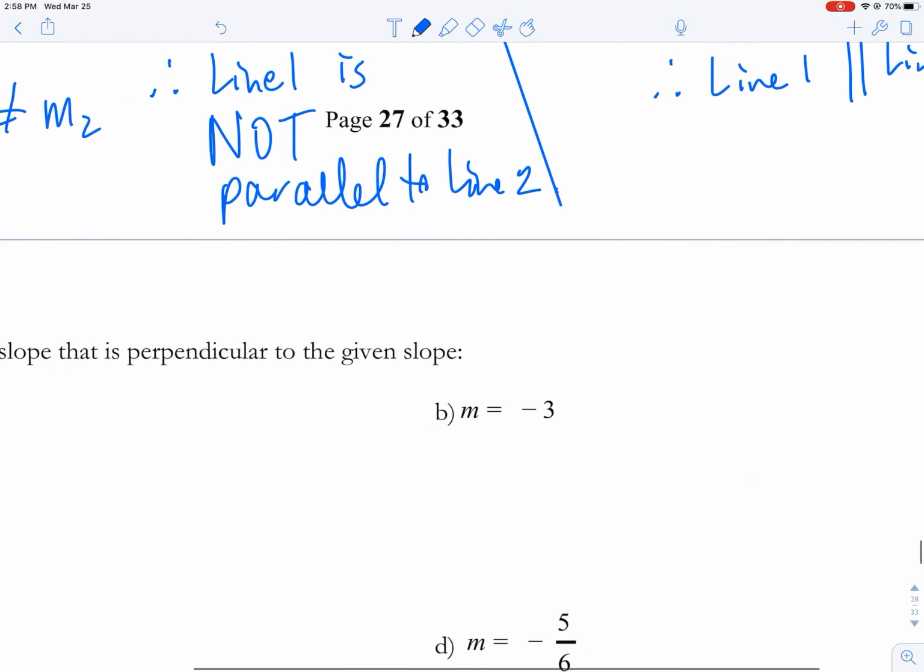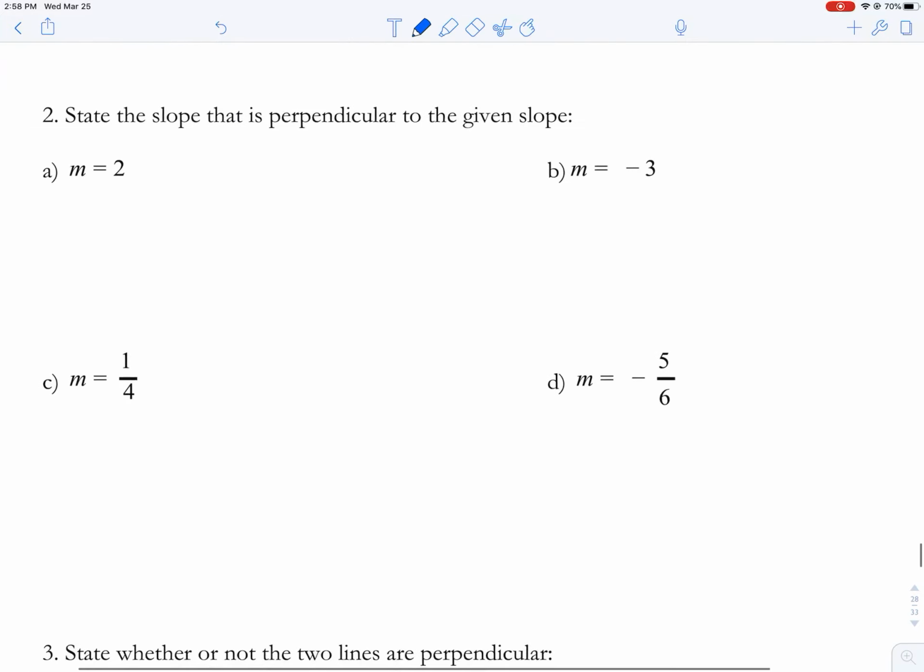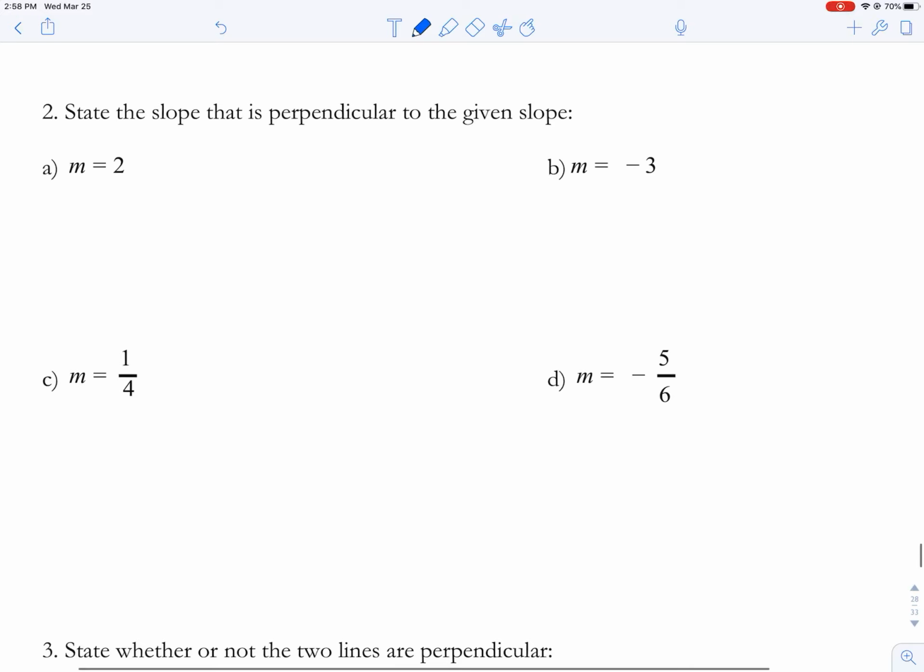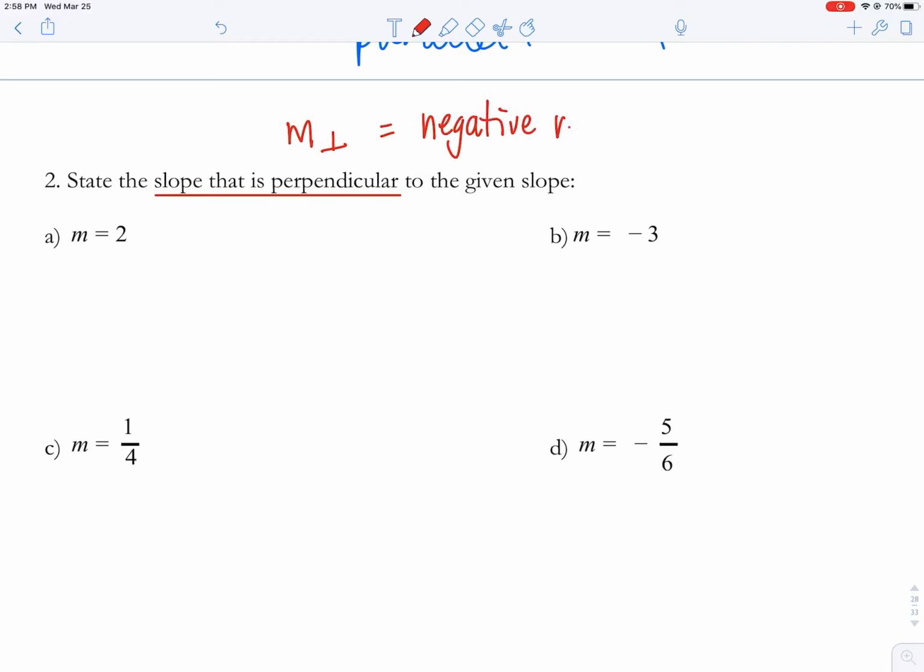For the next question, we're going to check and see whether we understand what perpendicular slopes are. So if a slope is perpendicular to something, the slope that is perpendicular, we're going to write that as m perpendicular, and that's going to equal the negative reciprocal.